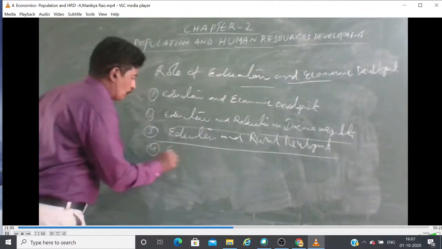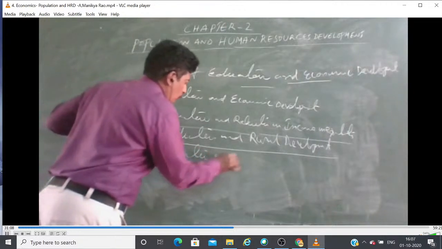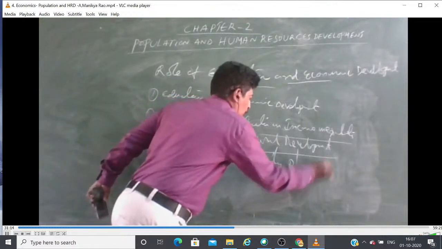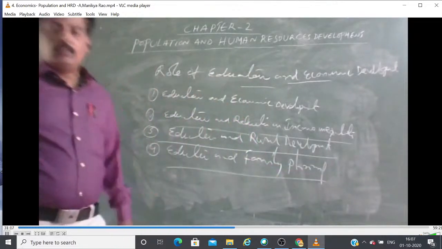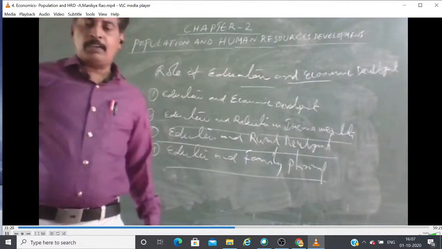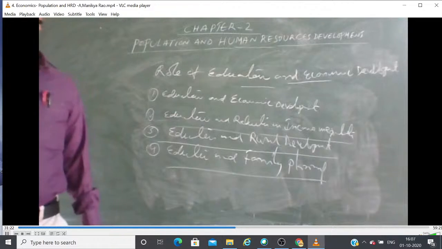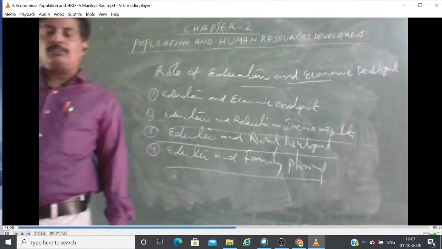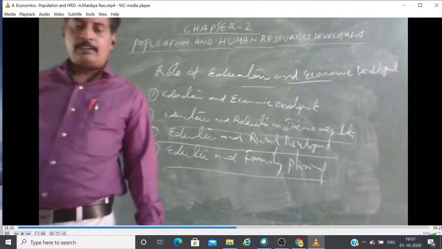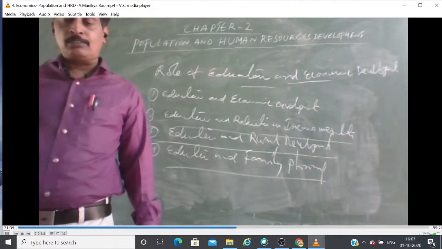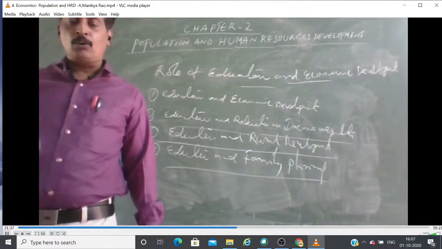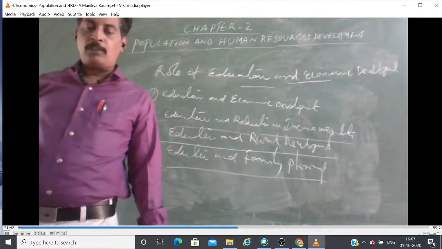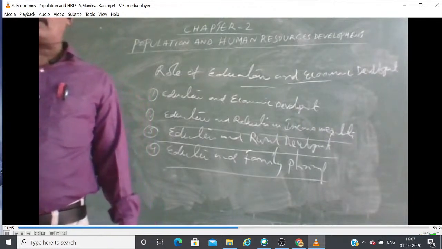Then, education and family planning. Education helps in modernizing the way of thinking of the people. It enlightens them about the need to improve their standard of living and to restrict the size of the family.